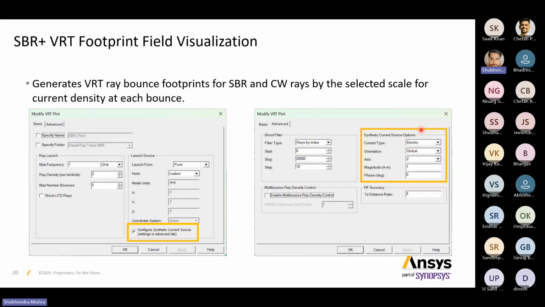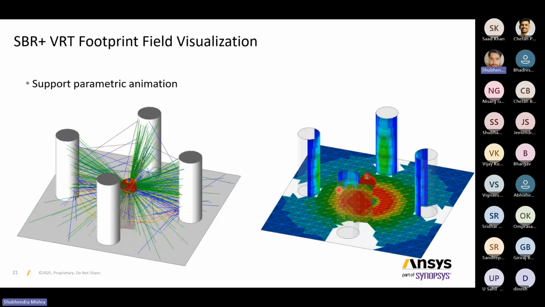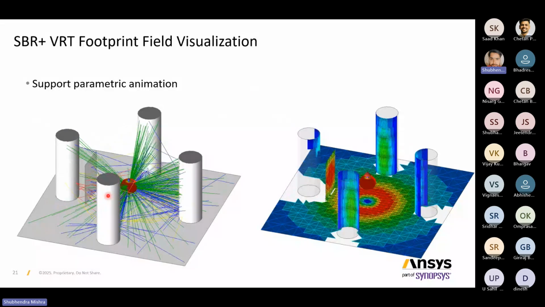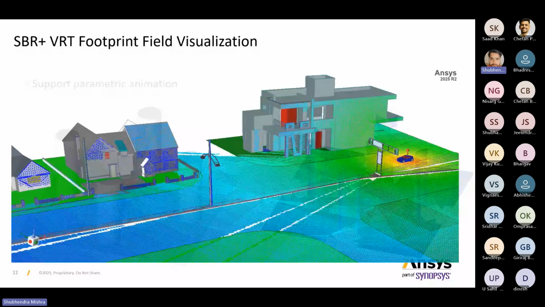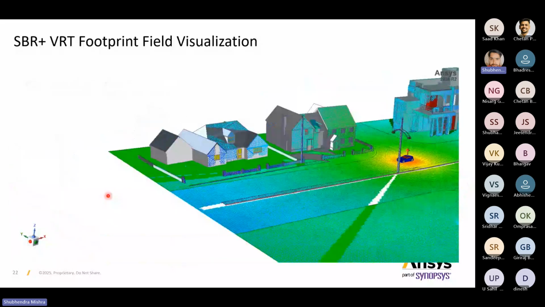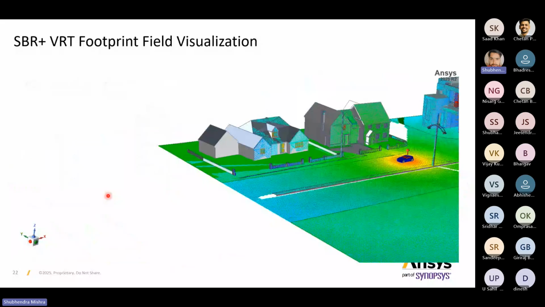Accordingly, with all your VRT plots, your VRT S-parameter will be enabled, and it is basically parametric animations. For each distance and each timing, and at what distance we are visualizing, all those things are now possible with the parametric animations in the VRT footprints. This is one of the examples where we introduce one vehicle moving all around the system. This tells you how the SBR+ solver is improving with the new updates.